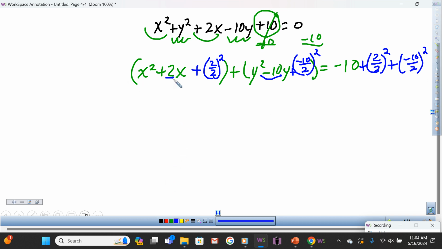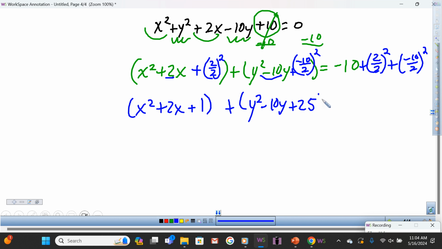So, with that said, what do we end up with here? We got x squared plus 2x plus 2 divided by 2 is 1. What is 1 squared? 1. Plus y squared minus 10y. What is negative 10 divided by 2? Negative 5. What is negative 5 squared? 25. All that equal to negative 10. This one was 1, and this one was 25.